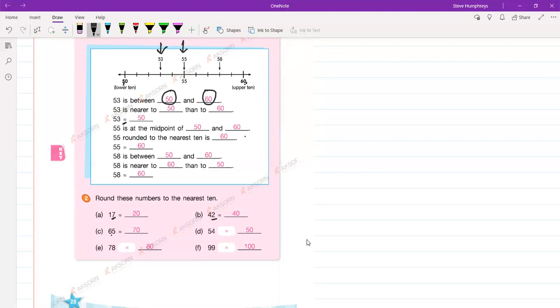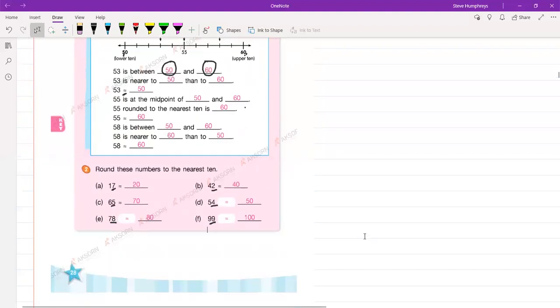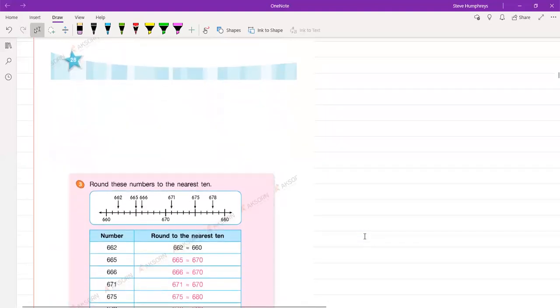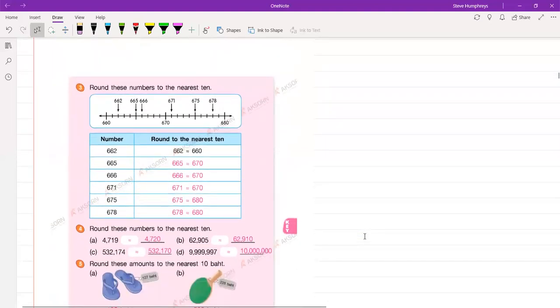Okay, so remember, look at the last digit. That tells you what to do. Round it up or round it down. If your last digit is 1, 2, 3, 4, round it down. If your last digit is 5, 6, 7, 8, 9, round it up to the nearest multiple of 10. Okay, that's page 28.